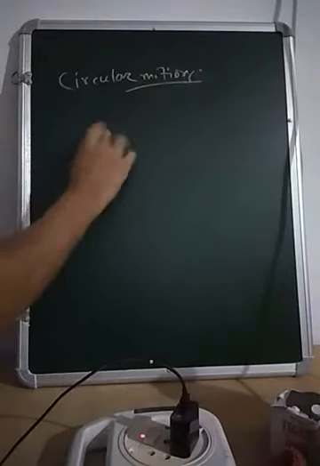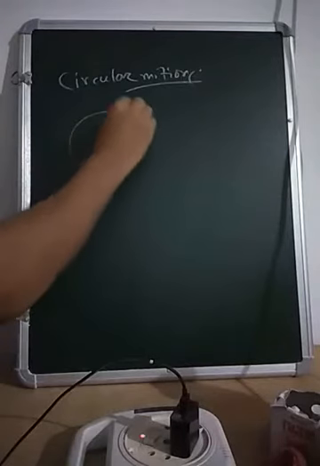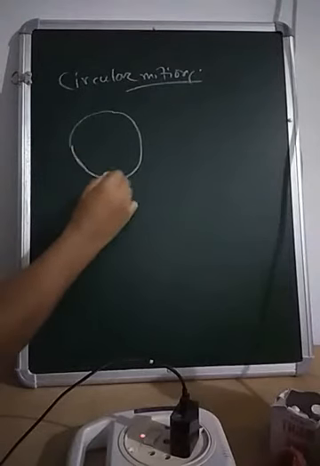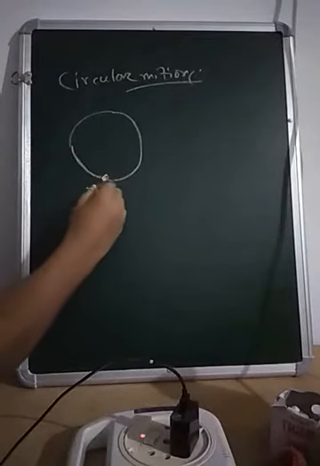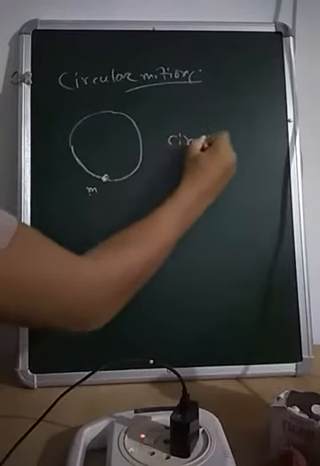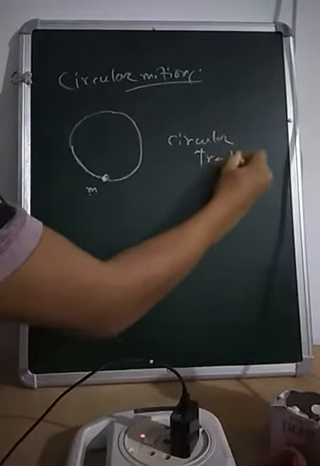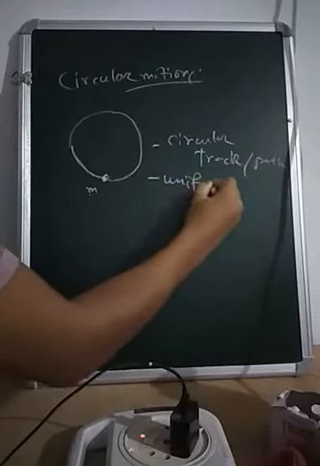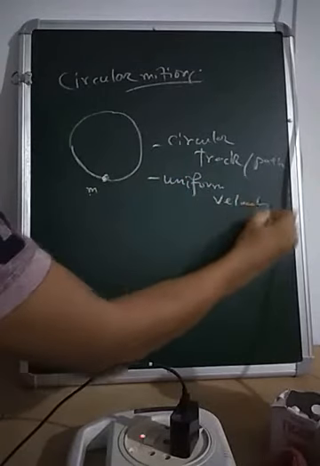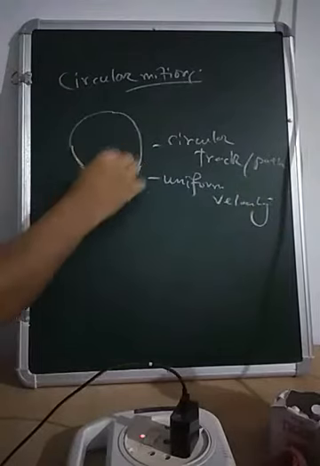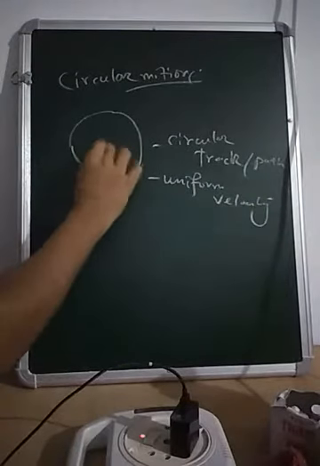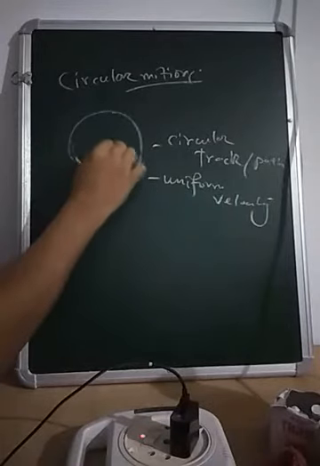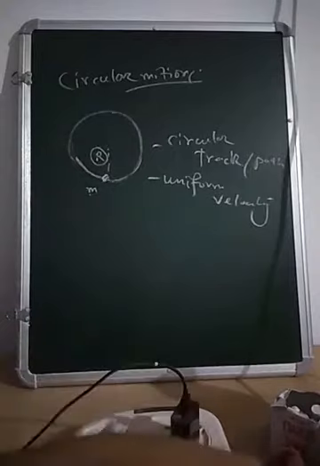If a body is moving around a circular path or circular track with uniform velocity. Okay. If a body of certain mass is moving in a circular track or path with uniform velocity, then the body is said to be in circular motion. Okay, suppose the body of mass m is moving in a circular path of radius r, then it is said to be in circular motion.